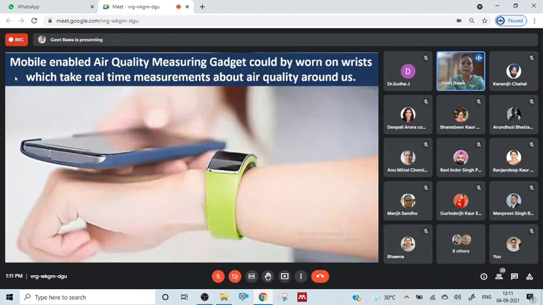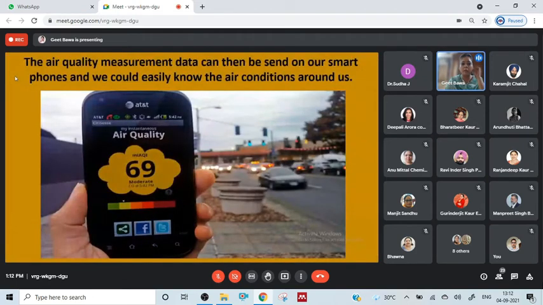So a mobile-enabled air quality measuring gadget could be worn on our wrists, which takes real-time measurements about air quality around us. And the air quality measurement data can then be sent to our smartphones, and we could easily know the air conditions around us.